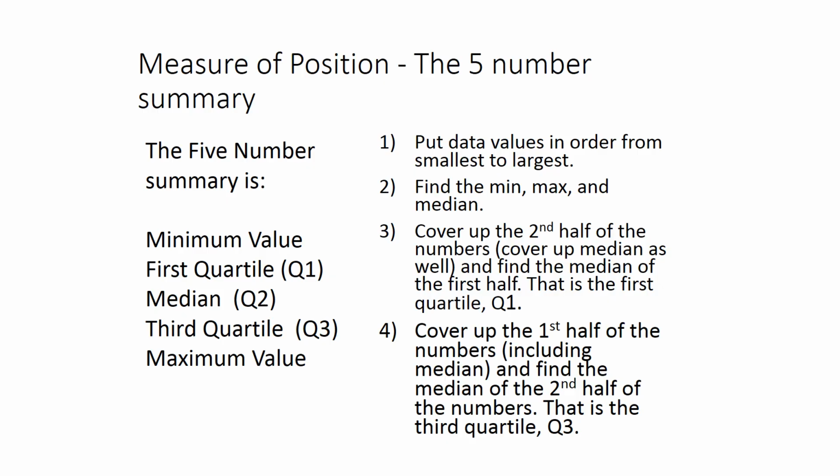We often also report the 5-number summary, and of course it's 5 numbers. It is the minimum value. The 5th number is the maximum value. All right, so those are easy to pick off from the data set. The middle value, which is the median. And then we have 2 new vocabulary words.